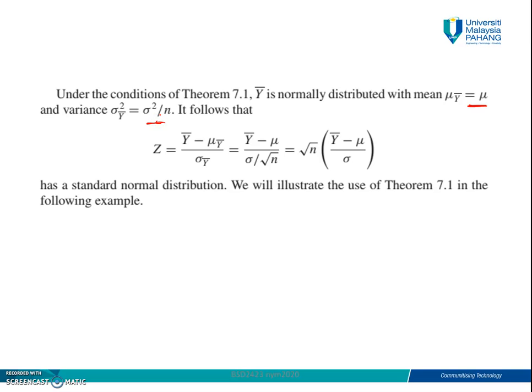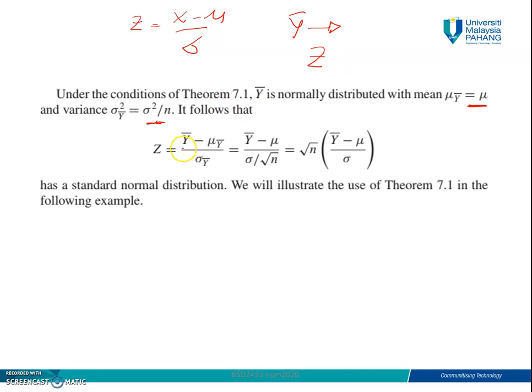So that's why your Z becomes like this. Before this, we had Z equal to X minus mu over sigma, isn't it? Now, since we have Y bar, we can also have Z.